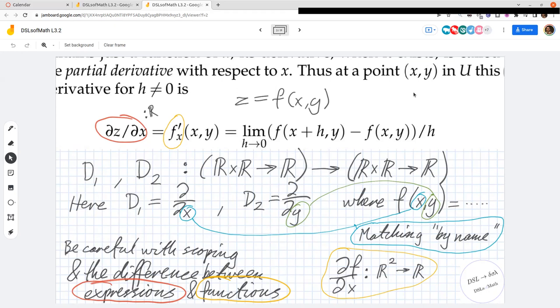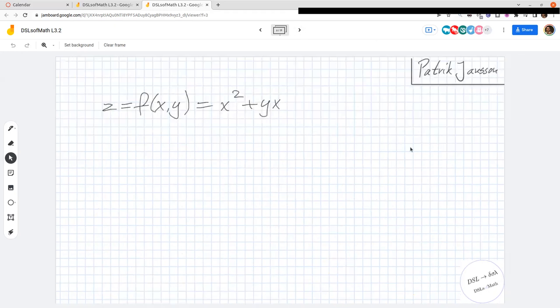Switch slide, please. Good point. I switched on my Jamboard, but not on screen.